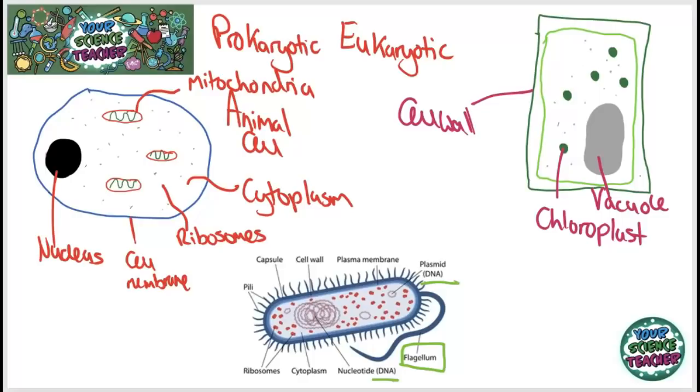Just like with our regular cells, we have cytoplasm, which is the jelly-like substance in which the chemical reactions take place, and ribosomes for protein synthesis. Now, most have cell walls in order to stay rigid, and they all will have this membrane here so that substances can diffuse in and out of that cell.